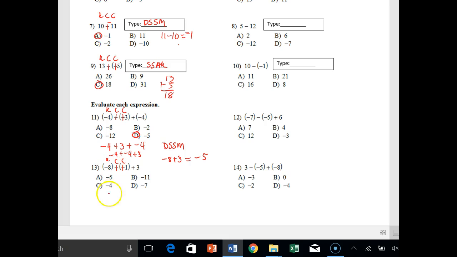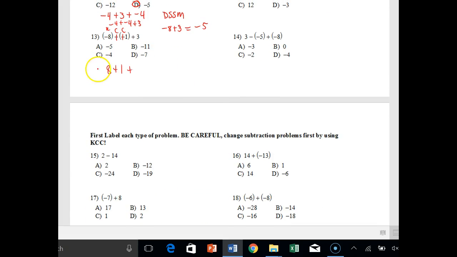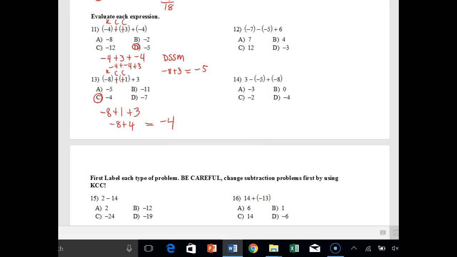So we have 8 plus 1 plus 3. That's what that turned out to be. Sorry, not 8, but negative 8, my fault. Negative 8 plus 1 plus 3. This is negative 8 plus 4. That's DSSM. Different signs subtract. That's negative 4 because we had more negatives. C. Right?